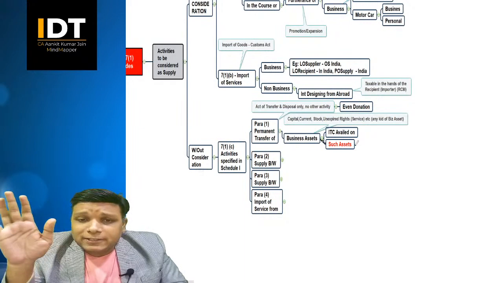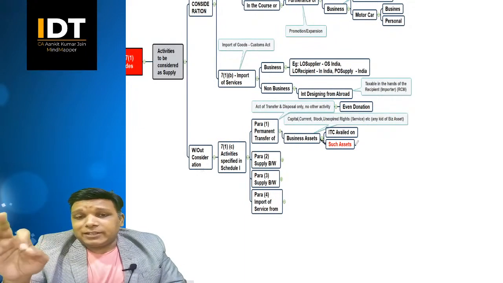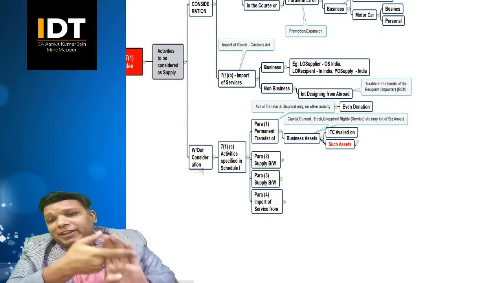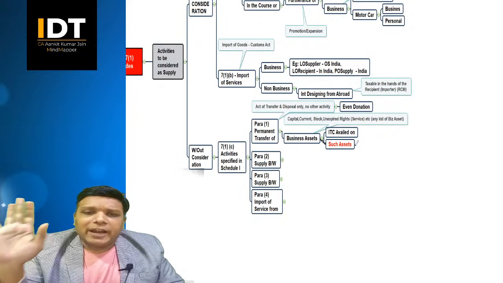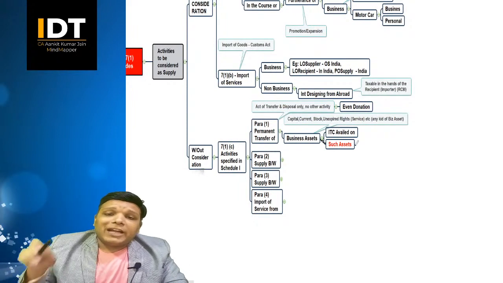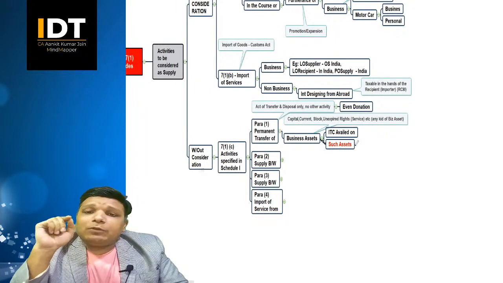Is it clear to you guys? Are you guys able to understand? Permanent transfer of business asset. These business assets can be either capital asset, current asset, stock, unexpired right, any kind of business asset, right? On which the ITC has been availed. ITC availed का मतलब क्या हो गया? That means you are not the end consumer. And if you are not the end consumer, government wants the revenue from whom?